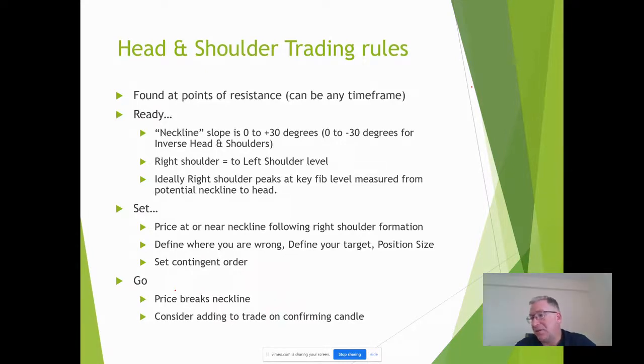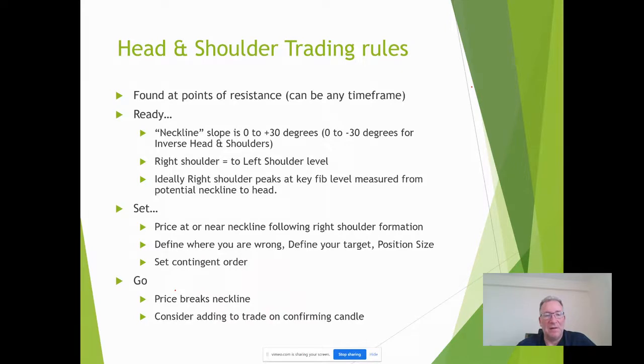Okay, so the get ready is when you start looking and seeing a pattern on the chart. Now, there's not really a search for these things, at least to my knowledge. It's really kind of a visual. But the get ready is that I see something forming that potentially could be a Head and Shoulders, and I'm able to draw some kind of neckline where the slope is 0 to 30 degrees, or 0 to negative 30 for the inverse Head and Shoulders.